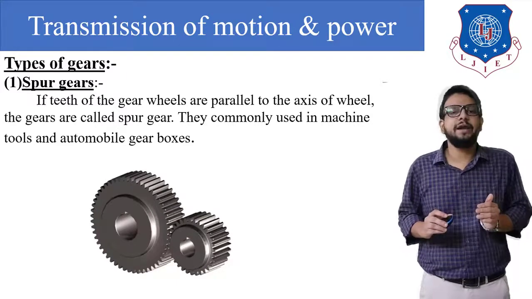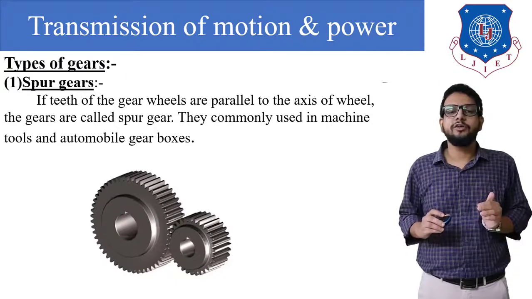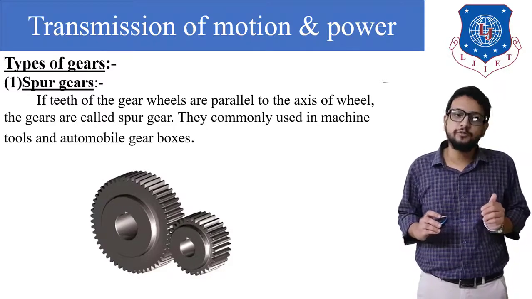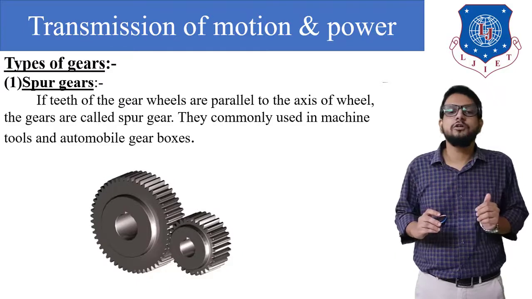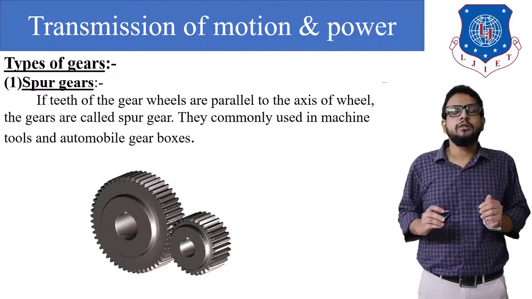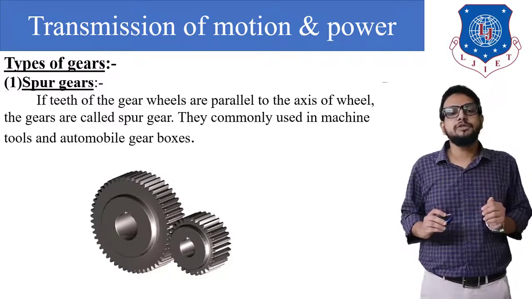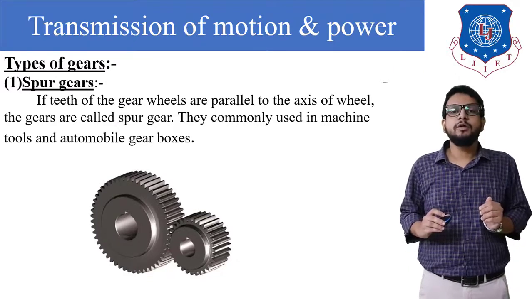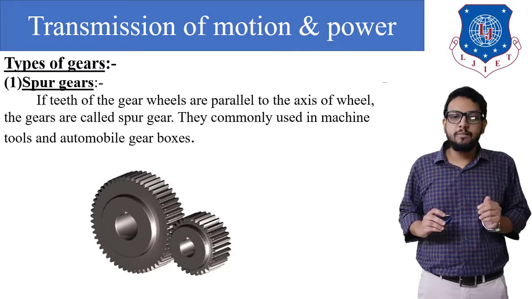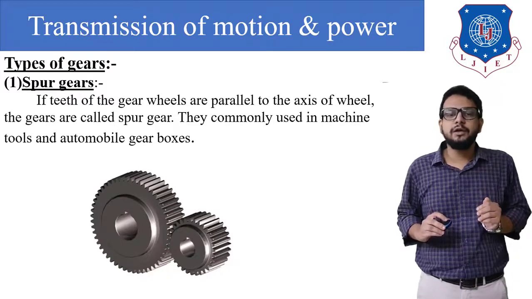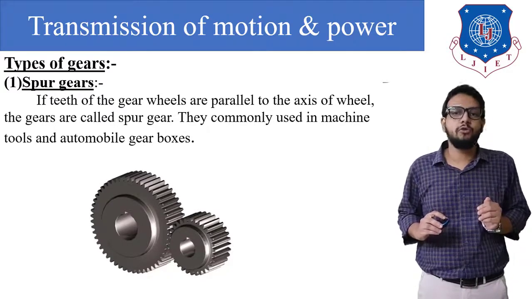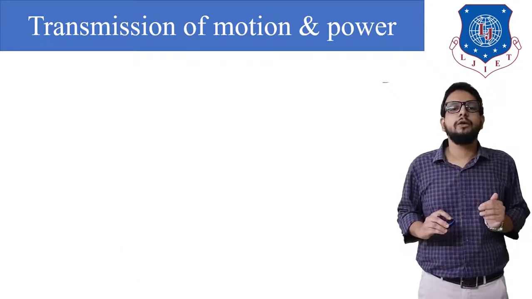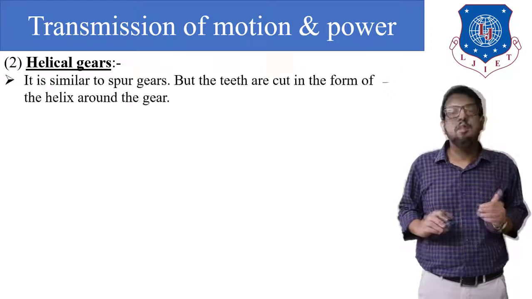So we would say that if teeth of the gear wheels are parallel to the axis of a shaft, or we can say axis of a wheel, then such gear is called spur gear. They are commonly used in machine tools and automobile gearbox. Now, the main problem is that when we use this type of gearbox at a high speed, it creates a large amount of noise. So to avoid this limitation of spur gear, we are going to use a helical gear.